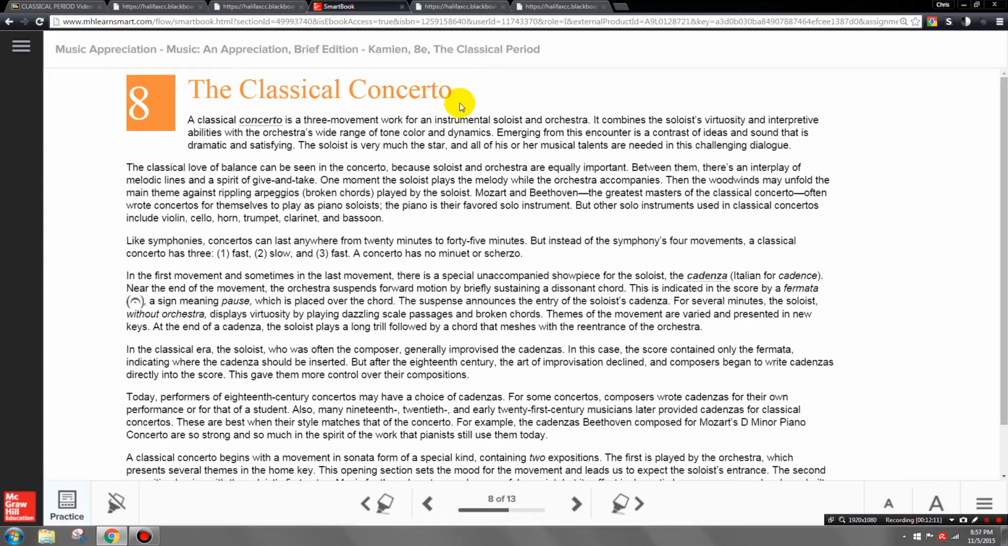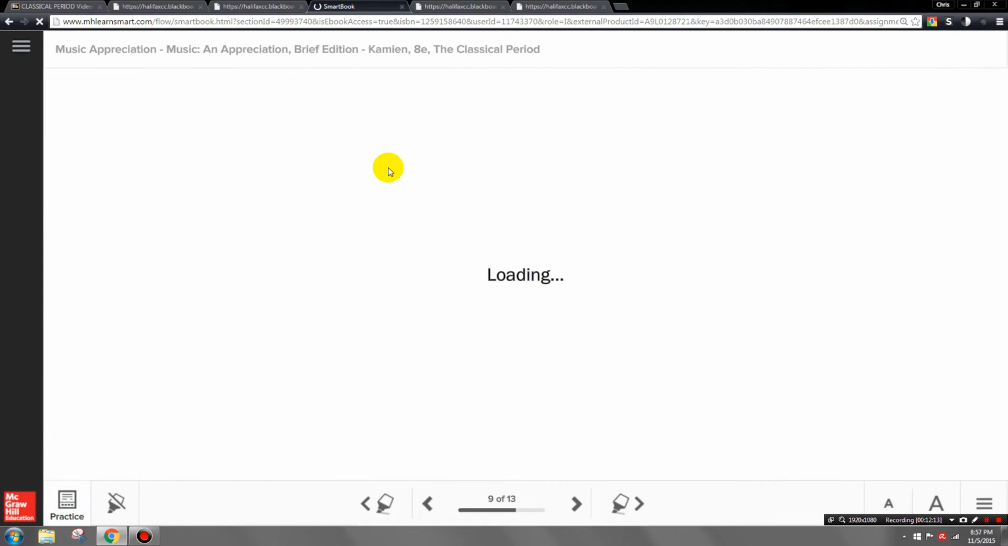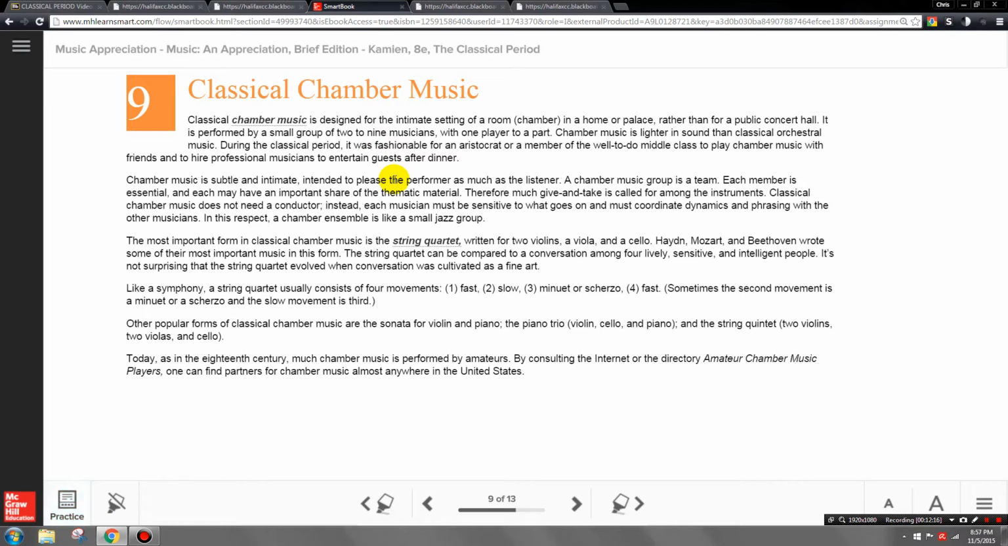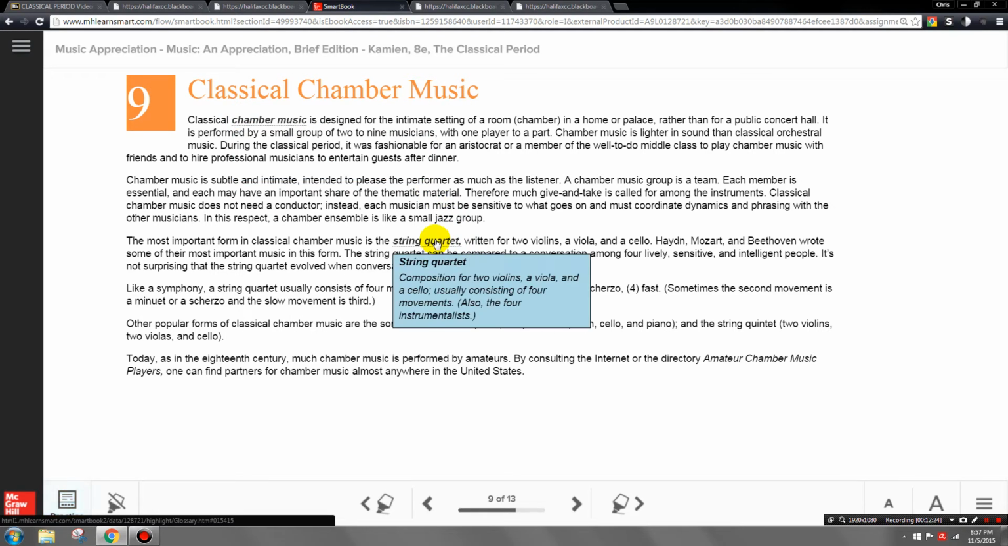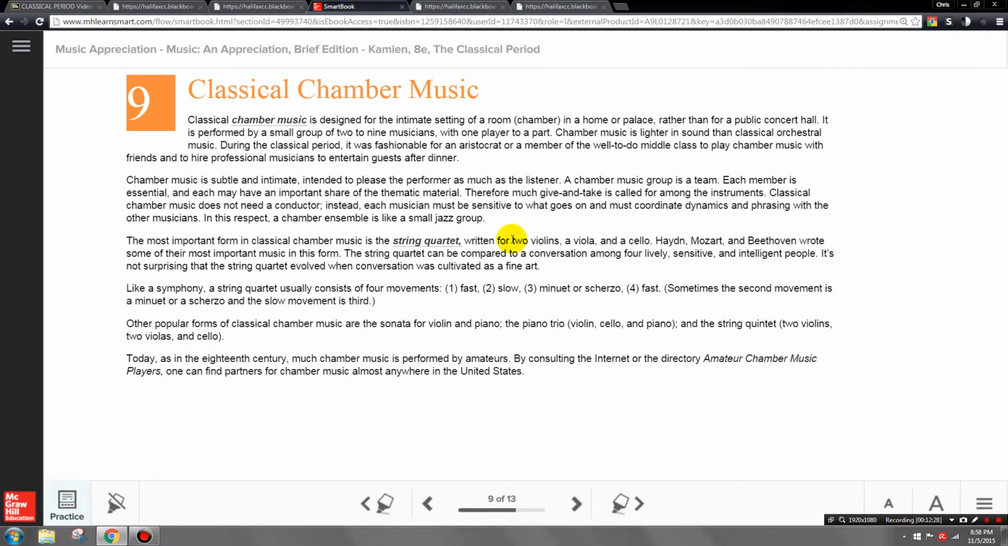Plus, your textbook talks about the string quartet in chapter 9, which deals with chamber music. Chamber music is music for a small group. It's designed for a chamber or room instead of the big concert hall. And the string quartet was probably the most widely used one of the classical period. And there you go, 2 violins, viola, and cello.